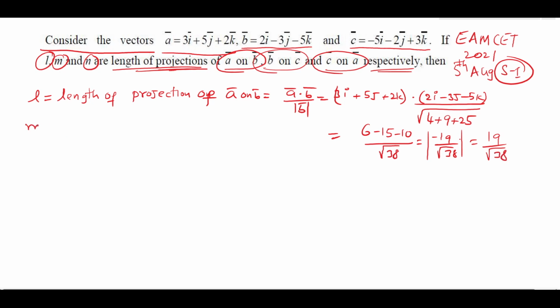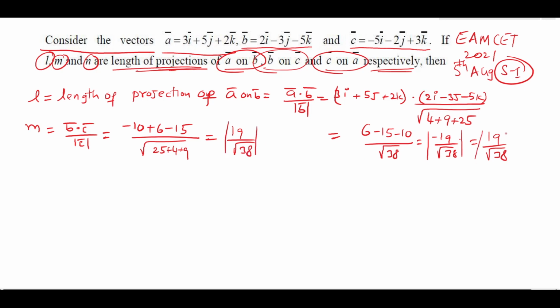And M is given, length of the projection of b bar on c bar, that is b bar dot c bar by mod c bar. B bar dot c bar, applying dot product of b bar and c bar, that is 2 into minus 5 minus 10, minus 3 into minus 2 plus 6, minus 5 into minus 3 minus 15, by mod c under root of 25 plus 4 plus 9. This is minus 10 minus 15 minus 25 plus 6. This is 19 by root 38, modulus of this. And N is given, length of the projection of c bar on a bar. That means c bar dot a bar by mod a bar.